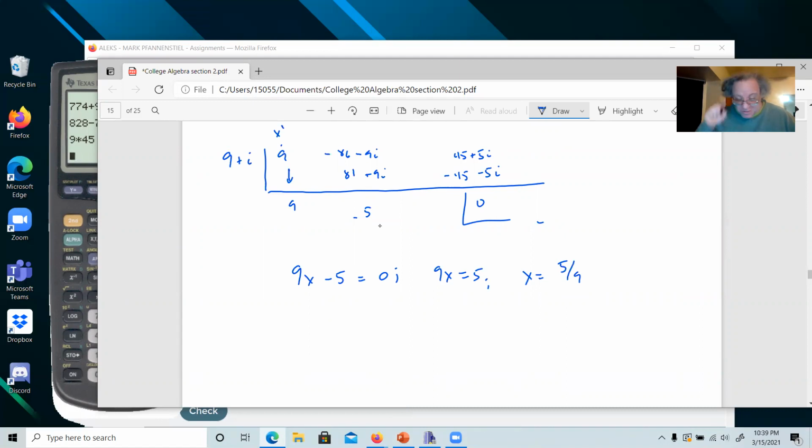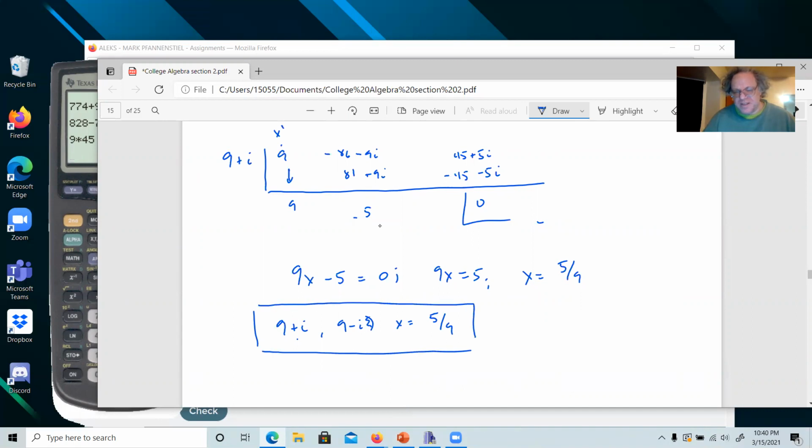All right, so the 3 zeros we have, we have the one they gave us, the one we checked on, and we knew it was going to be there anyway. But we needed this, right? We needed the 9 plus i in order to break the last one. All right. So those are my zeros. Let's see what else they ask.